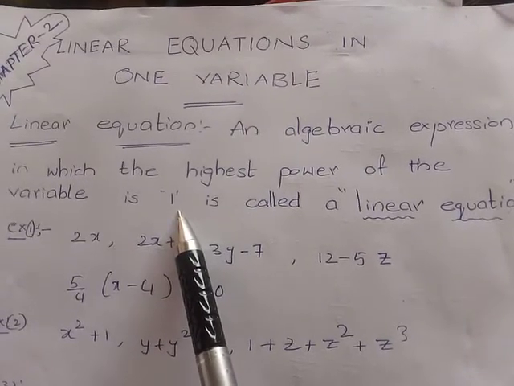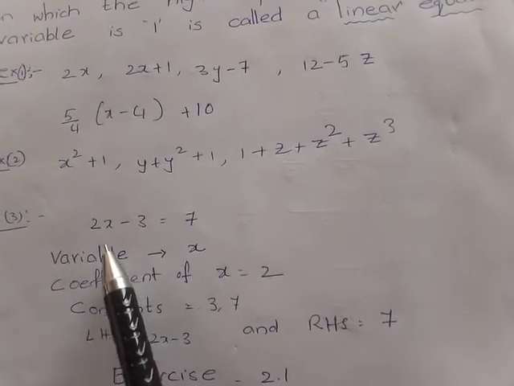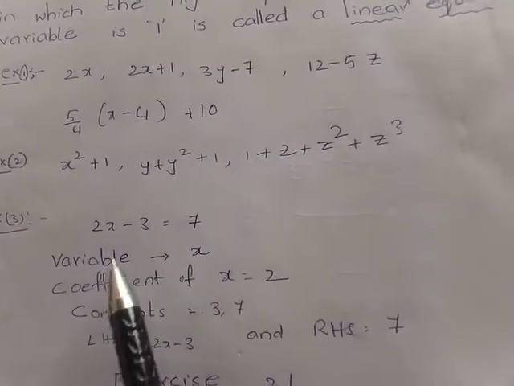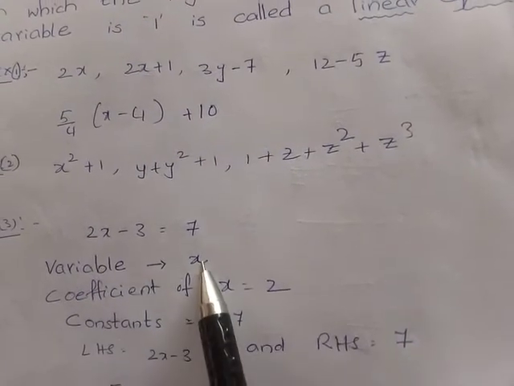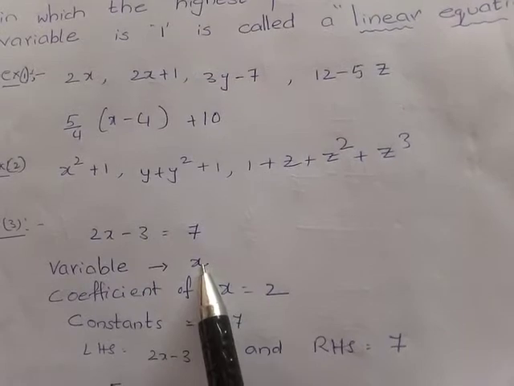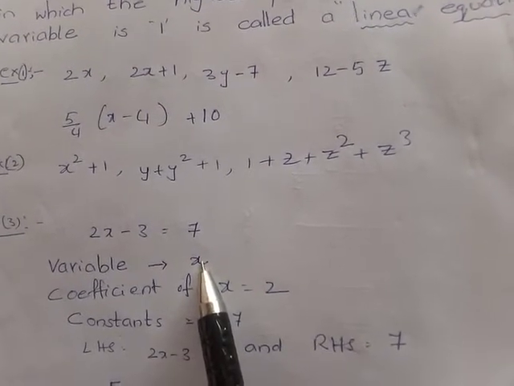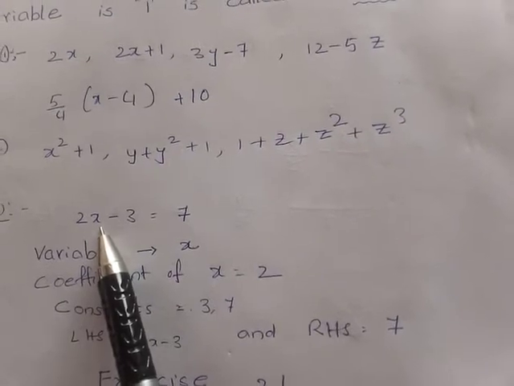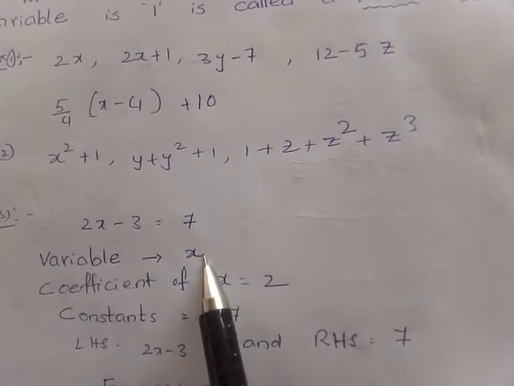First, what is the variable? We have to know what is that one. Now see here, 2x minus 3 is equal to 7. In this, x is called a variable. When you are writing an algebraic expression or equations, we use the variables, we use the alphabets. Those alphabets are called variables. So what is the alphabet here? X. So x is our variable.